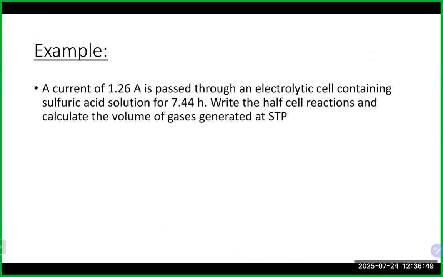All right, then why don't you try this one here, which is really the electrolysis of water. A current of 1.26 amperes is passed through an electrolysis cell containing sulfuric acid for 7.44 hours. Write the half reactions and calculate the volume of each gas at STP. Once again, as I mentioned earlier, there is no mention of water in this problem, but the key word here is sulfuric acid. So that tells you it is the electrolysis of water that we're doing.